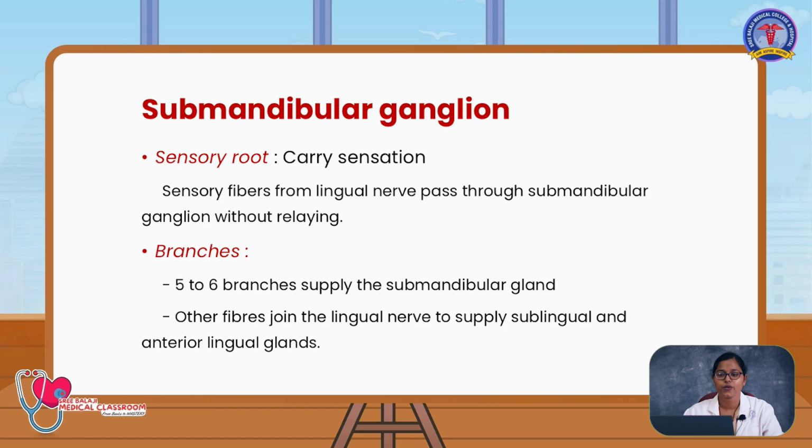Next is the sensory root. It carries sensation. The sensory fibers from the lingual nerve pass through the submandibular ganglion without relaying. The branches of the submandibular ganglion, about 5 to 6 branches, supply the submandibular gland. Other fibers join with the lingual nerve to supply the sublingual and the anterior lingual glands.